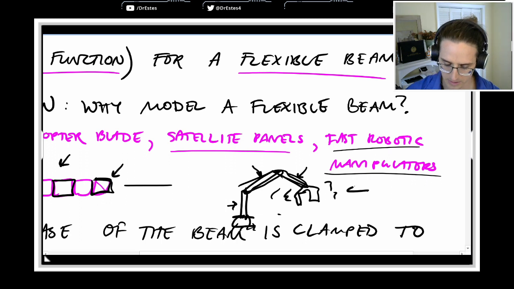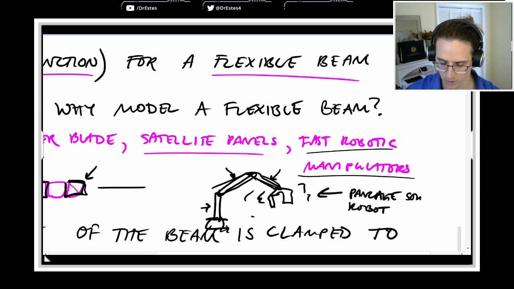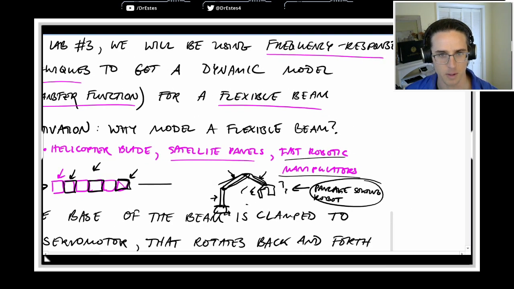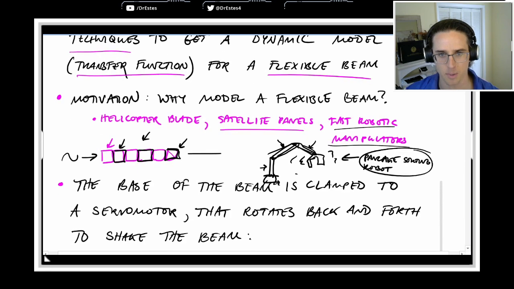You've got to remind me at the end of class, there's like a pancake sorting robot or something like that. That's really fun to watch. So remind me about that at the end, and that's a good example.